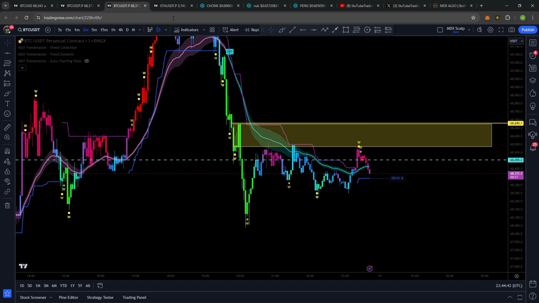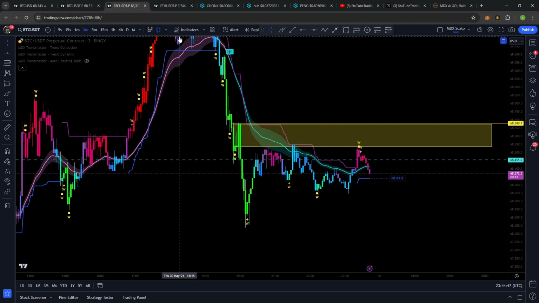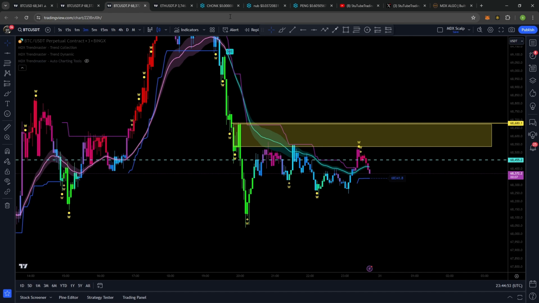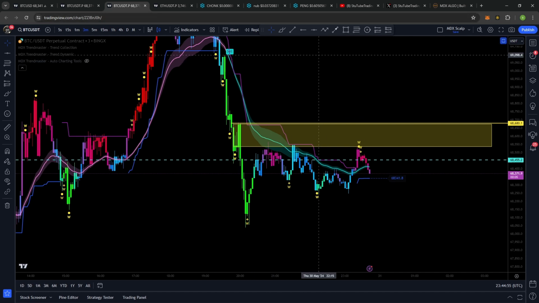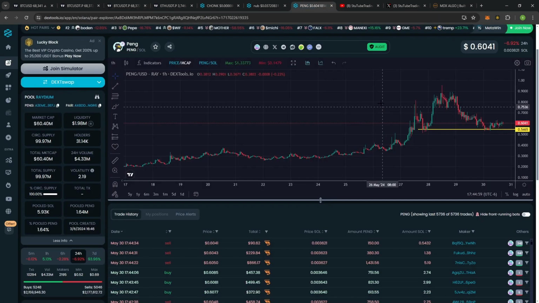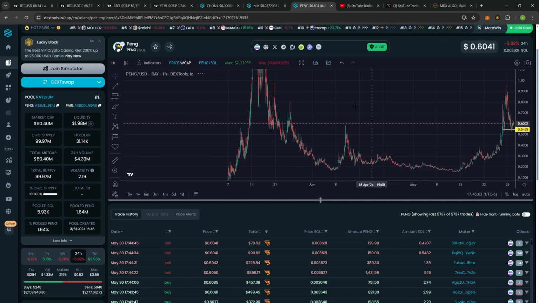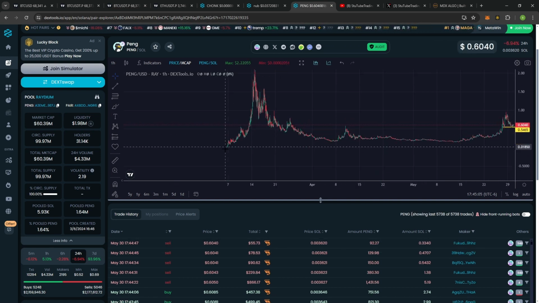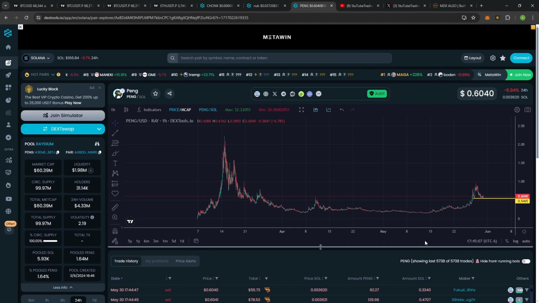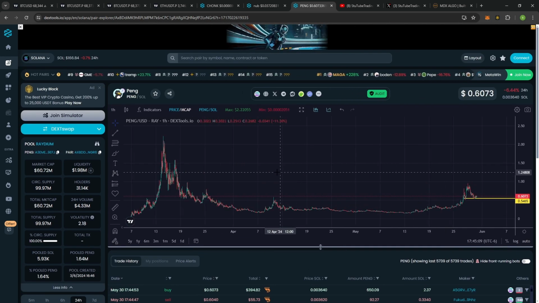I wanted to take a look at a couple altcoins as well. More so meme coins. You guys know that I love that degen side of things as well. A couple coins have caught my attention. One is Peng. I know we've talked about this in the group many times in the past, right from when it was created, I guess, whenever it launched.